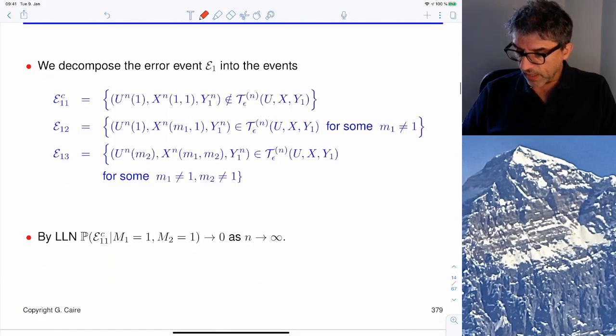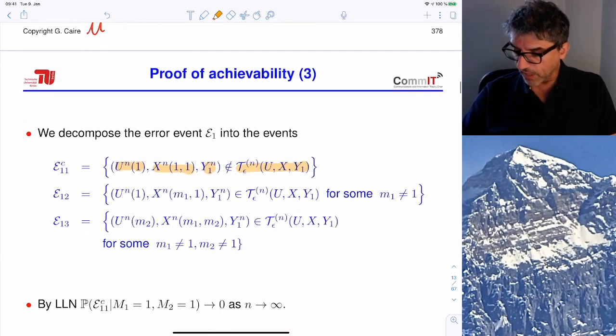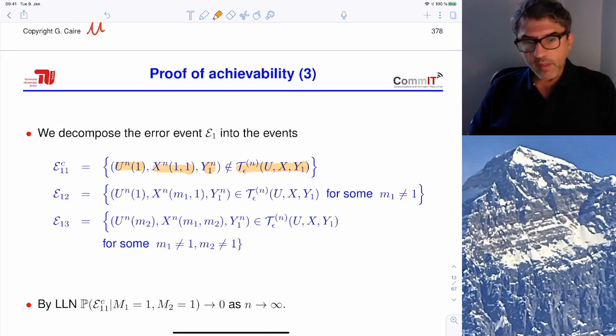And then we can look at the error event at user one. The error event is the union of the following events, or at least is included in the union of the following events. The first event is that the selected cloud center for message 1 and the corresponding auxiliary code word for message 1,1 is not jointly typical with the corresponding output. So the triple U1, X11, and Y1 is not typical. But we know that U1, X11, and Y1 are jointly distributed according to the correct joint distribution, and therefore, by the law of large numbers, the probability that long sequences generated according to some distribution are not jointly typical goes to zero.